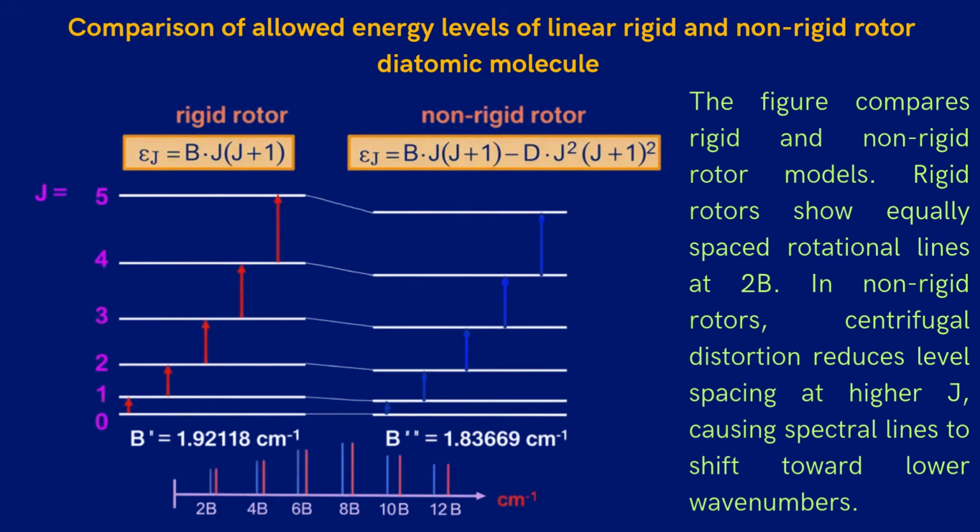Because of this correction term, the spacing between adjacent energy levels becomes smaller at higher values. This effect is clearly seen in the spectrum at the bottom. Unlike the rigid rotor case, red lines, the non-rigid rotor lines, blue lines, shift progressively toward lower wave numbers and are no longer equally spaced.